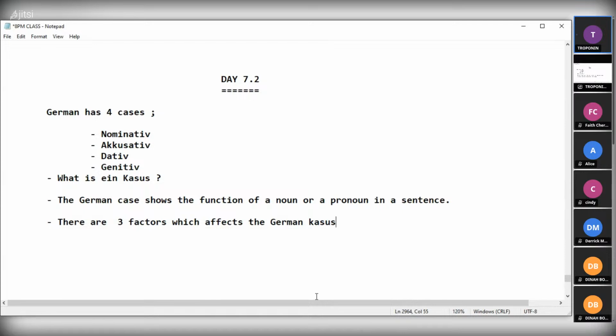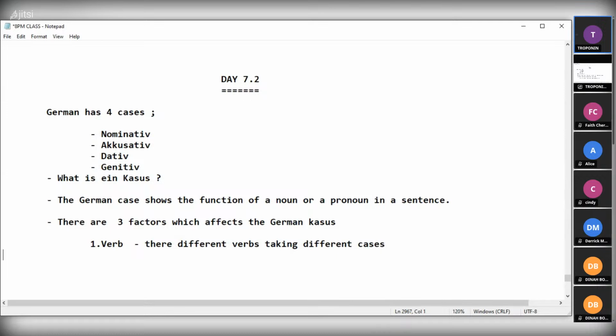So factor number one is verb. There are different verbs taking different cases. Different verbs take different cases.